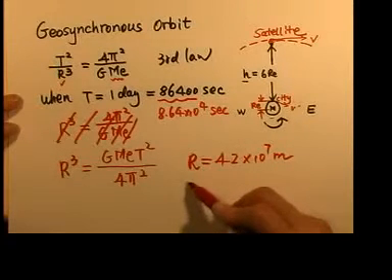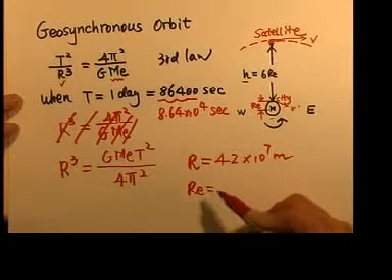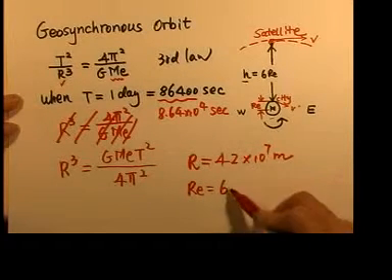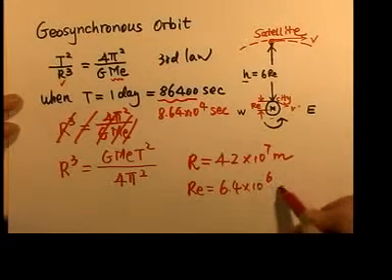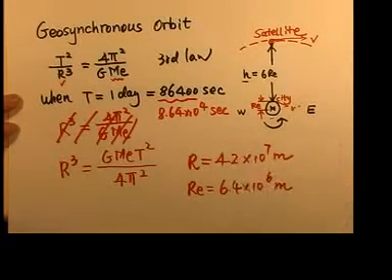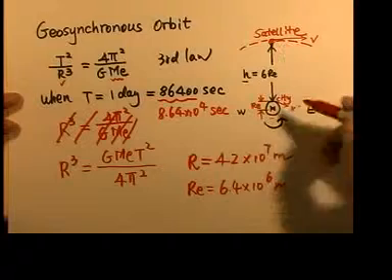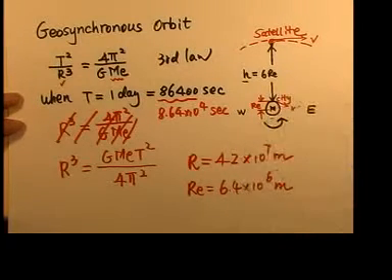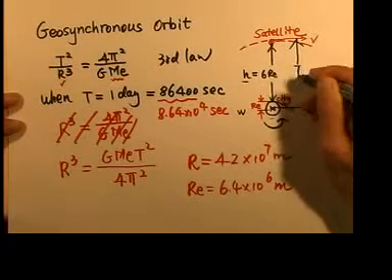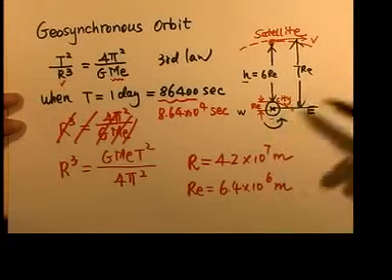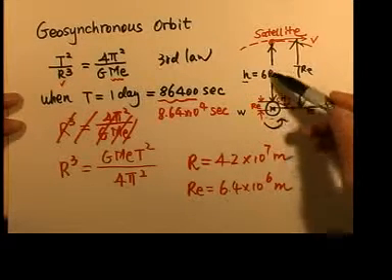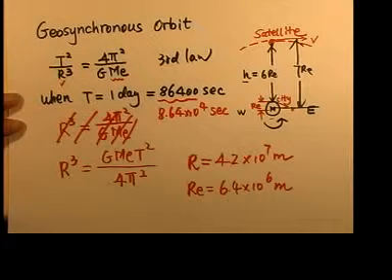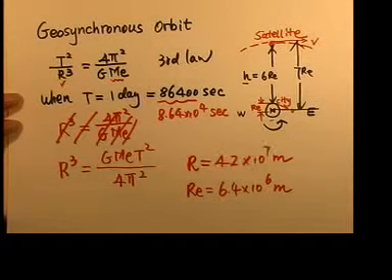Compared to the radius of the Earth, that is 6.4 times 10 to the 6 meters, isn't it true that the ratio is close to 7? If capital R, from the center of the Earth to the orbit, is 7 RE, then after we subtract 1 RE, the height becomes 6 RE. This is how high the satellite has to be in order to be in the geosynchronous orbit.